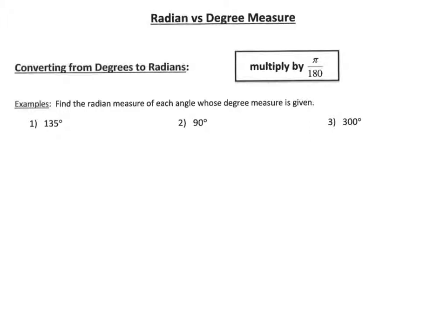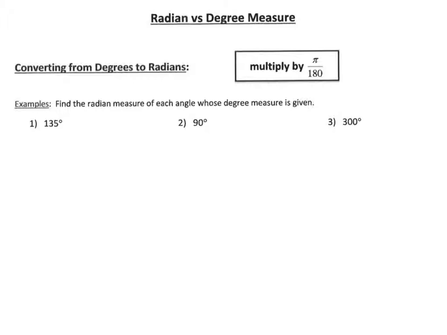Kind of like if you want to measure the length of something, you can measure it in inches, you can measure it in feet, you can measure it in centimeters, right? There's lots of different ways you can measure the length of something. Well, if you want to measure angles, you can measure it in degrees, or you can measure it in radians.